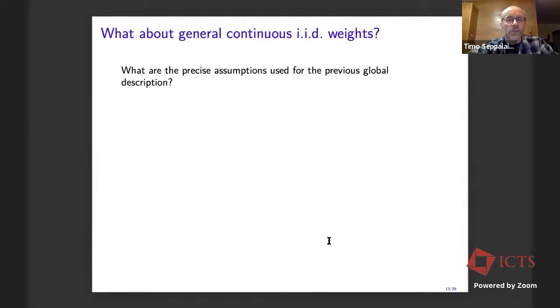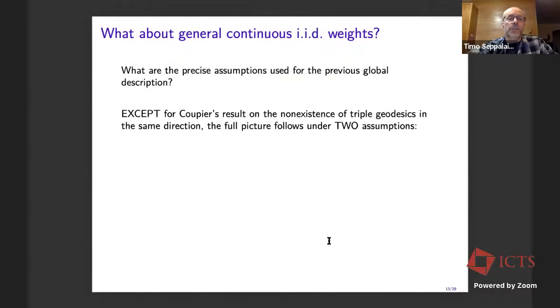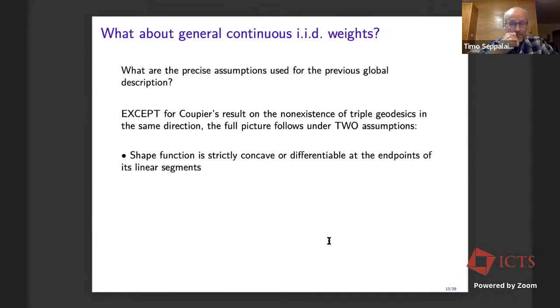I figured you might want to ask at this point, well, what if we drop the assumption of exponential weights? What can we say for general continuous i.i.d. weights? We can recover this picture almost in full, basically everything except Coupier's result, if we make two hypotheses. And of course, these are going to be big hypotheses, something we cannot verify at present, but at least I can tell you what exactly our proof uses.